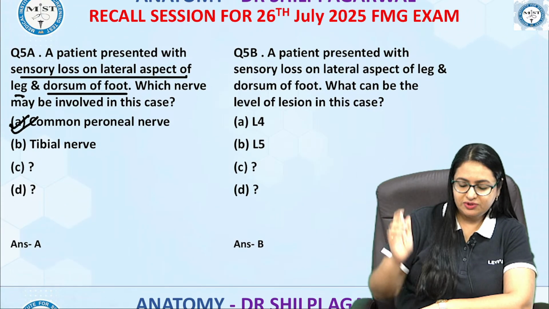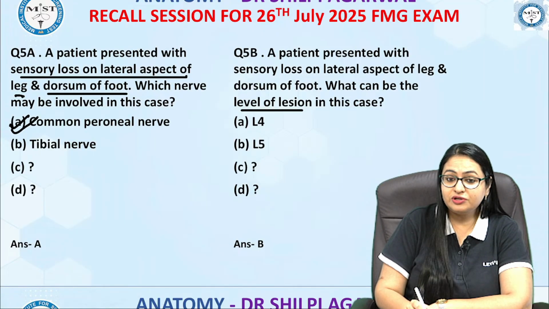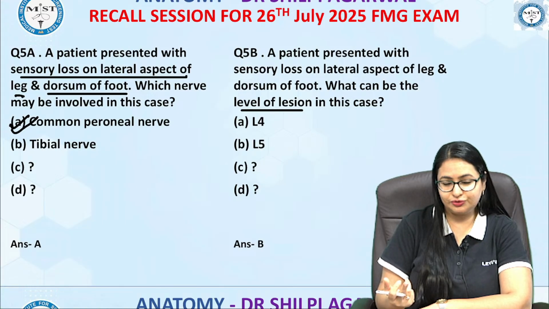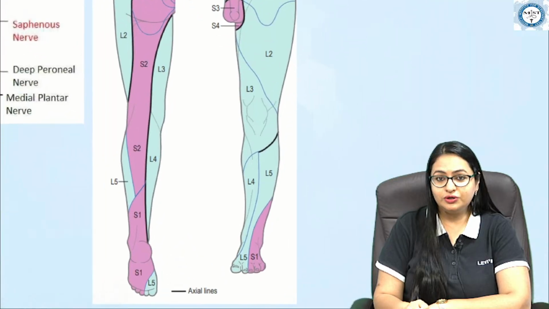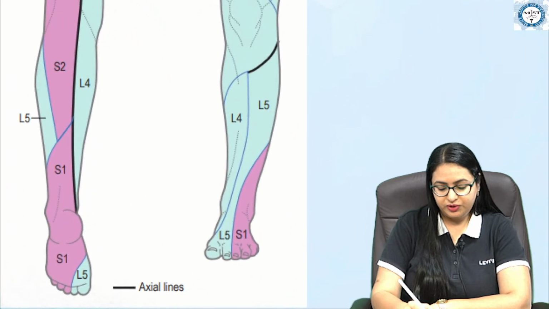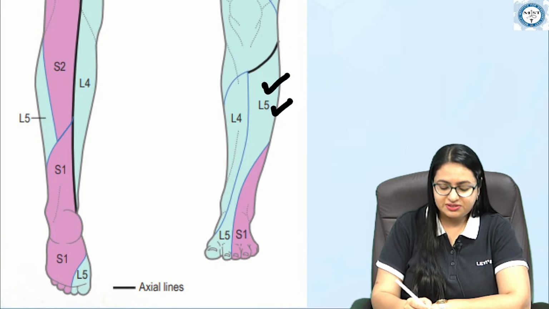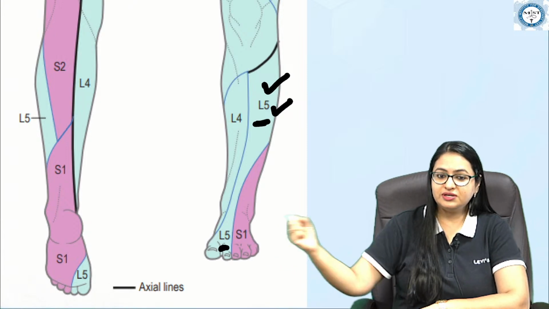And if the same sensory loss is given and they are asking for the level of lesion, then this is actually about the dermatomes. If I come to the dermatomes of the lower limb, just see the dermatome. Lateral aspect of leg, what is this? Yes, it is L5, which also goes towards some part of the dorsum.